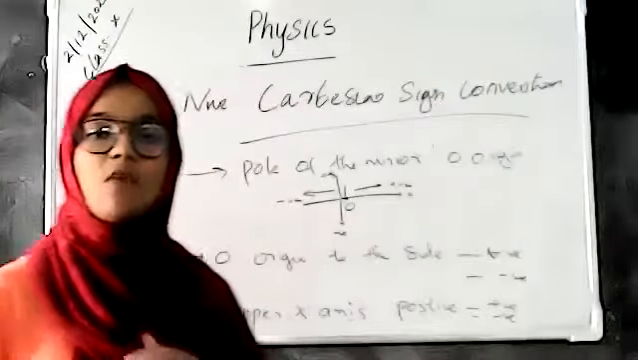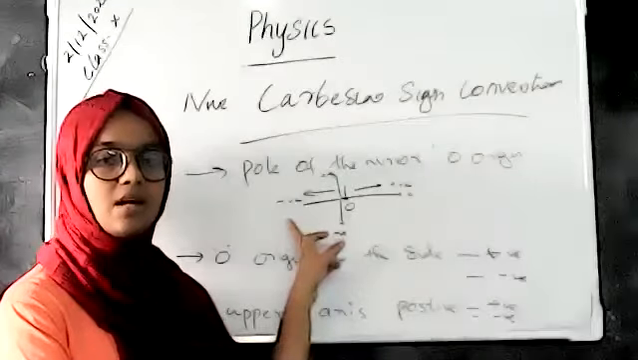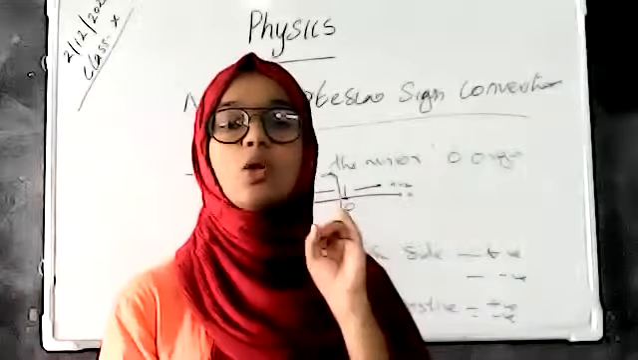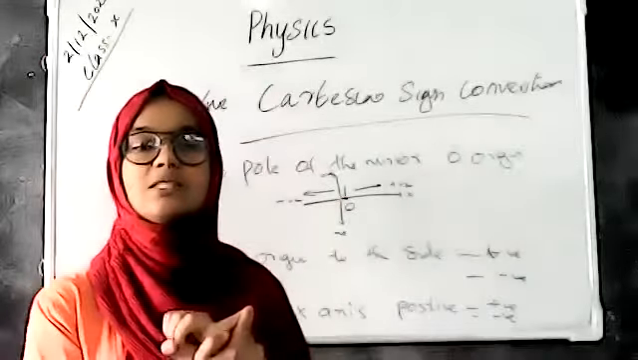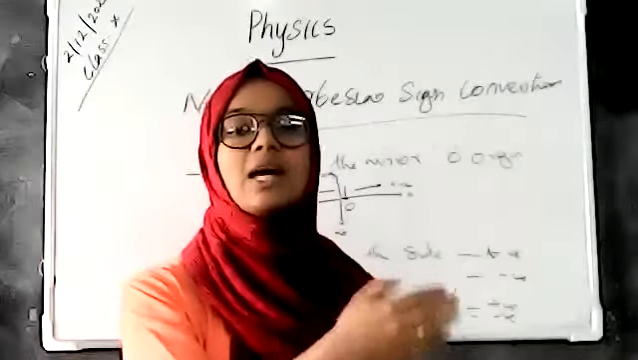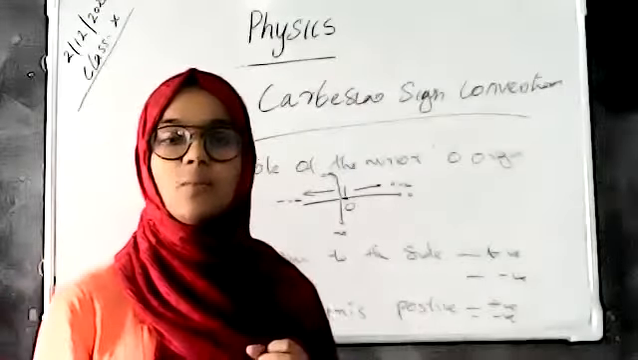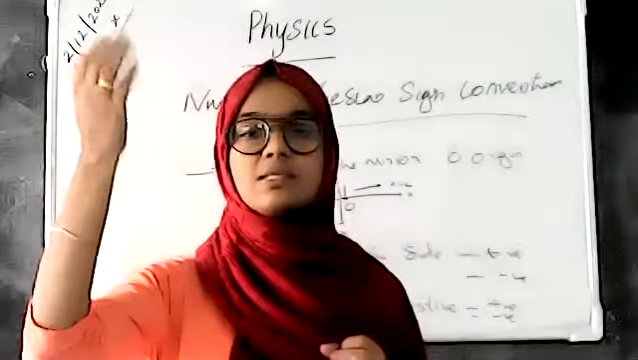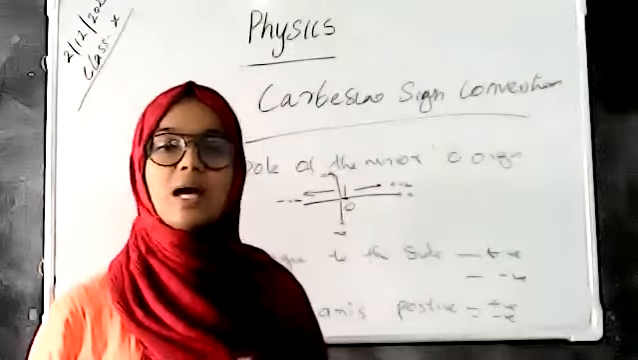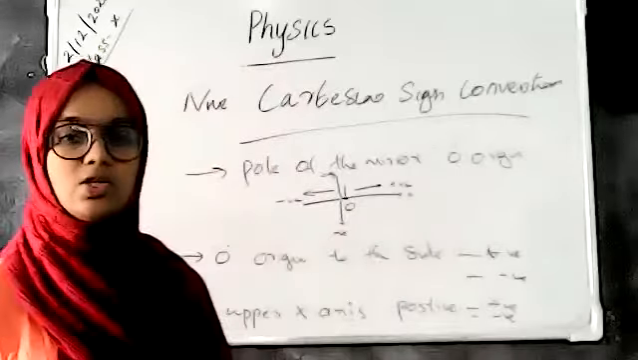I think all of you understand the signs described in the New Cartesian sign convention. There are only 3 points. The first one is that the origin of the graph paper is taken as the pole of the mirror. From the origin to the right side, the sign is taken as positive. Opposite of that is taken as negative. And the upper side of the x-axis is taken as positive and the lower or downward side is taken as negative. So this is the New Cartesian sign convention.